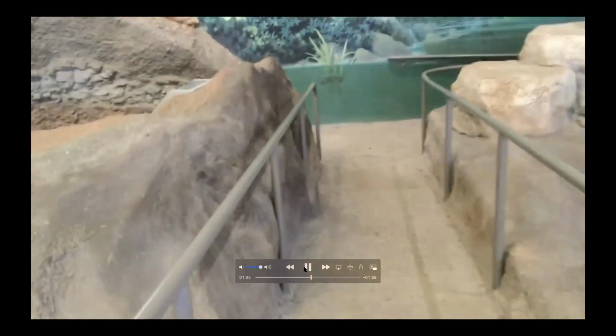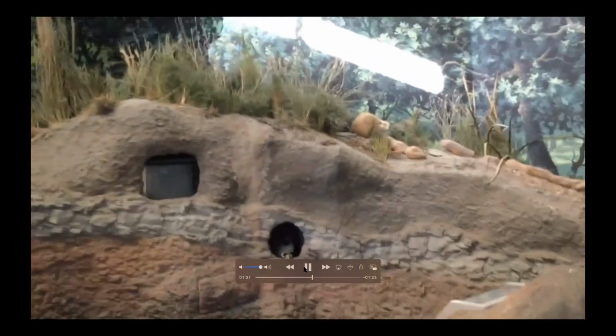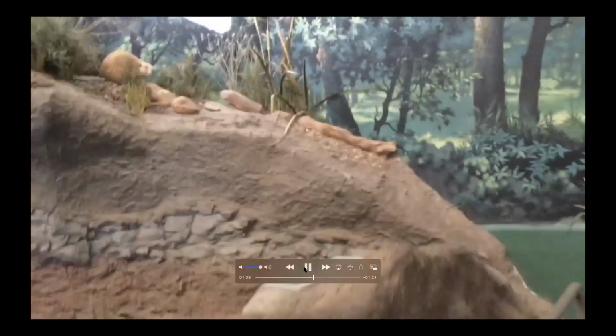So again, incline planes we use to our advantage. A lot of the incline planes or ramps that we have here, we use them to help people walk down areas, especially if they're in a wheelchair.